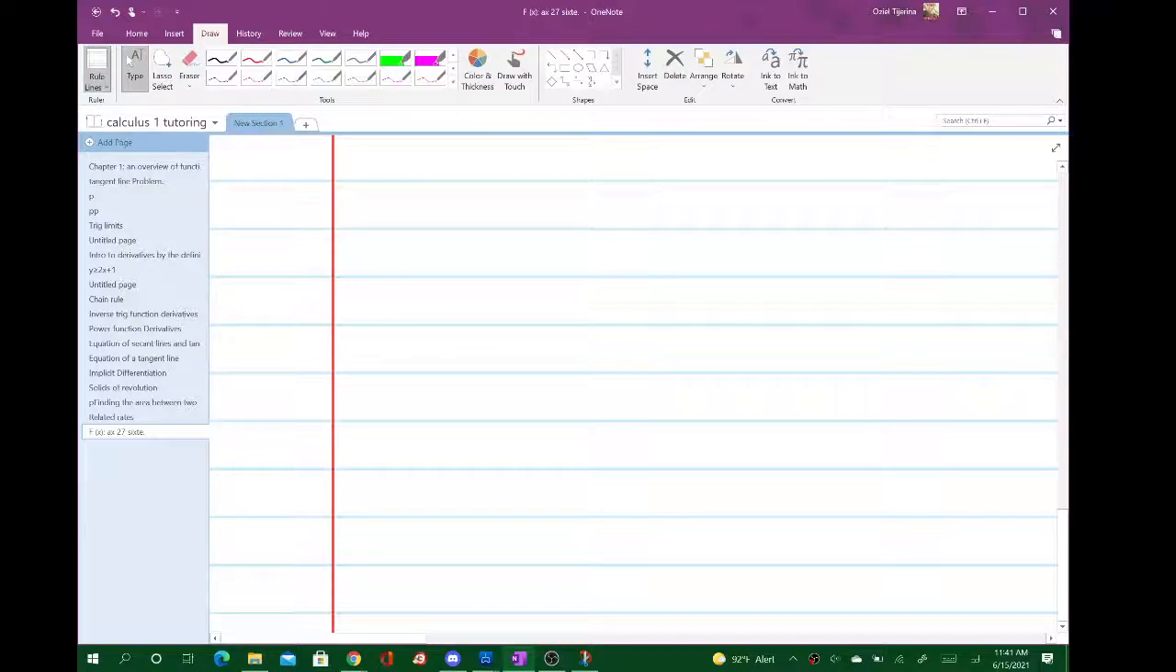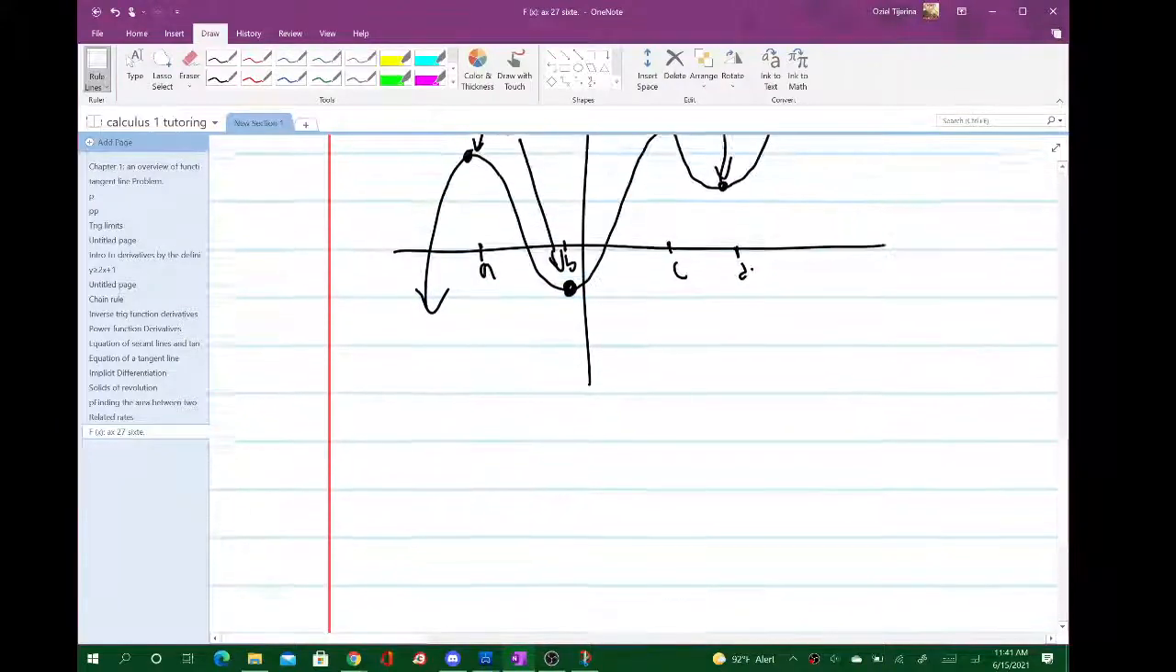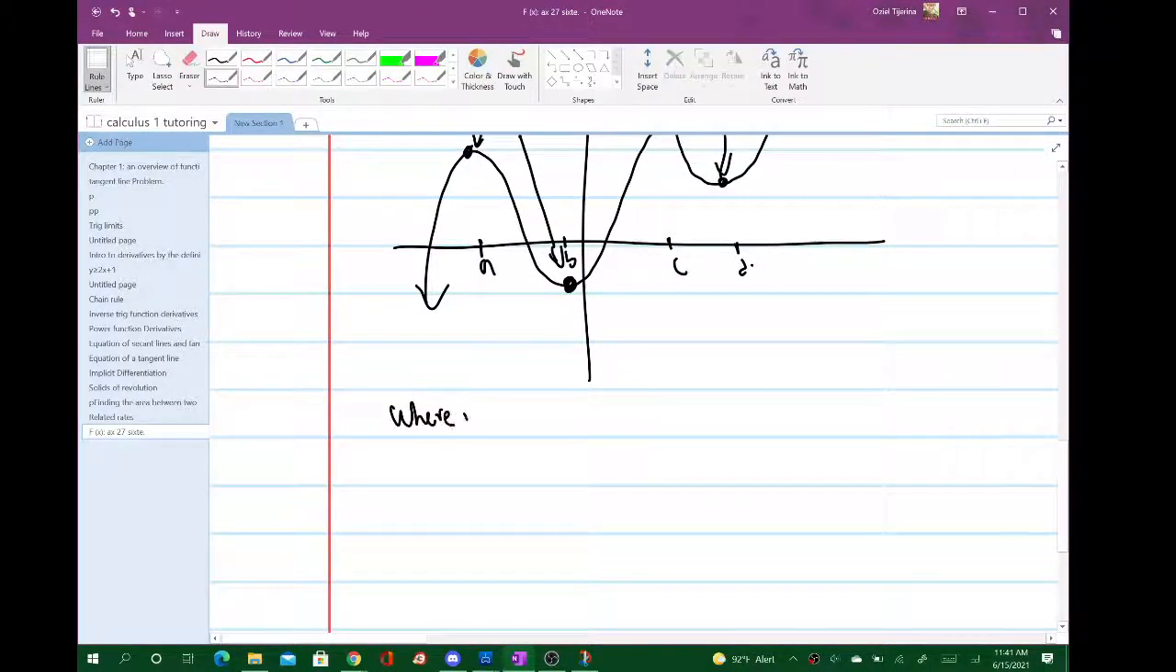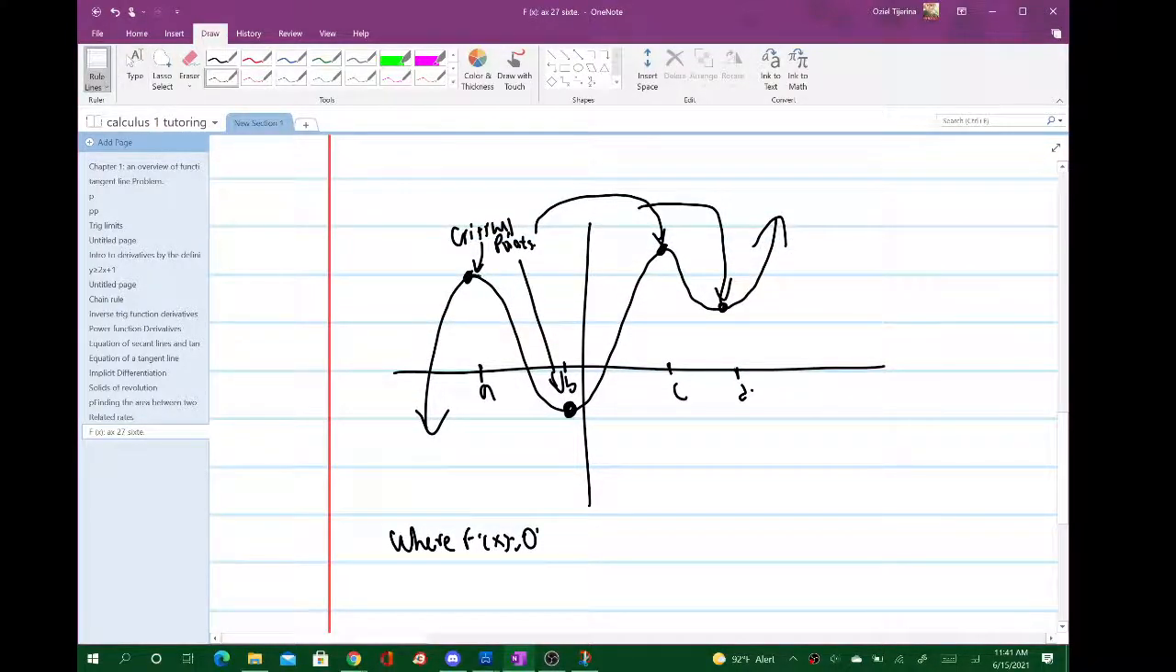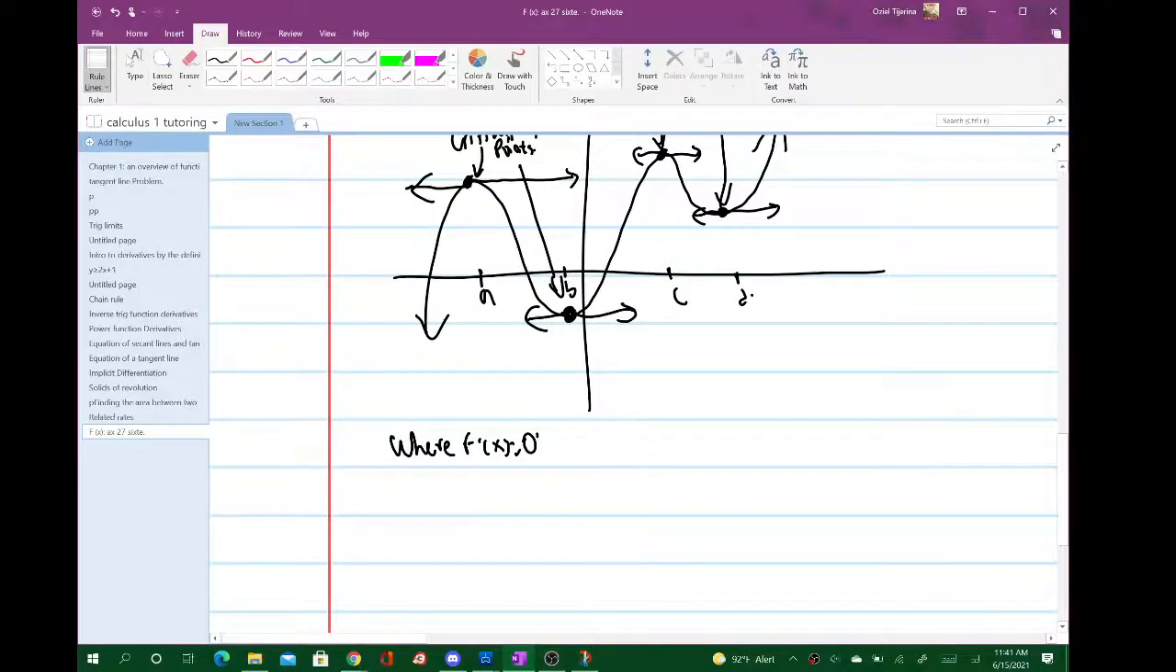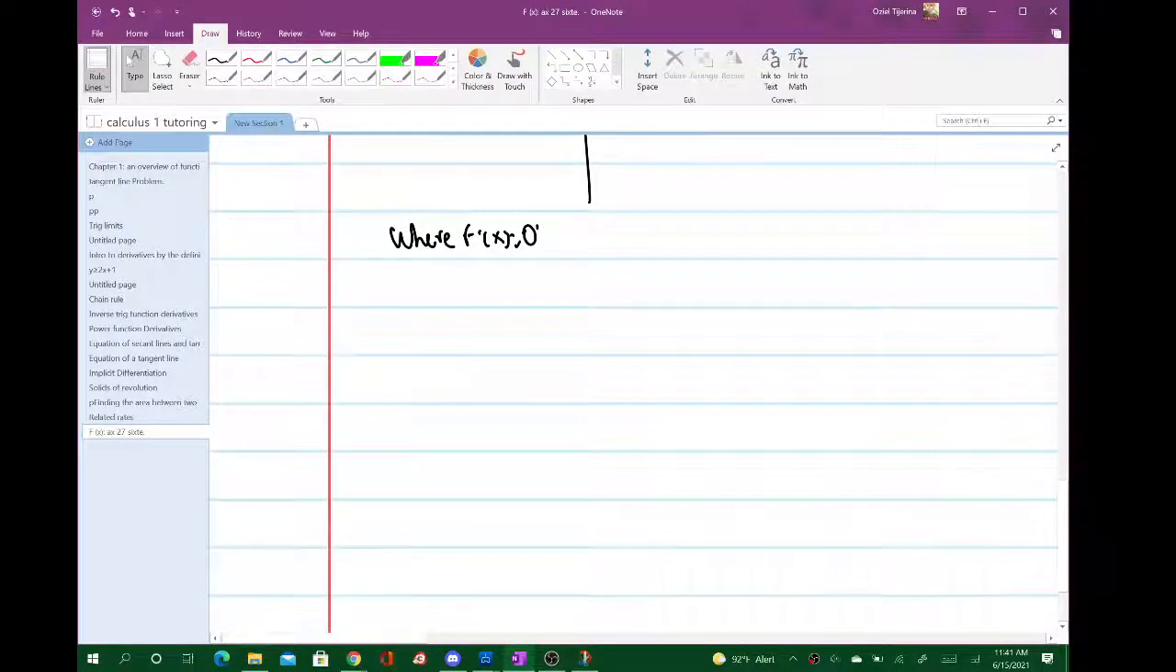There's a difference between that and inflection points. Inflection points I will go over in the next video because I don't want to do too much in this video, but basically, critical points are where f prime of x equals 0. So where the rate of change is equal to 0. You see how here the rate of change is 0, and over here the rate of change is 0, over here and over here. That's what a critical point is.